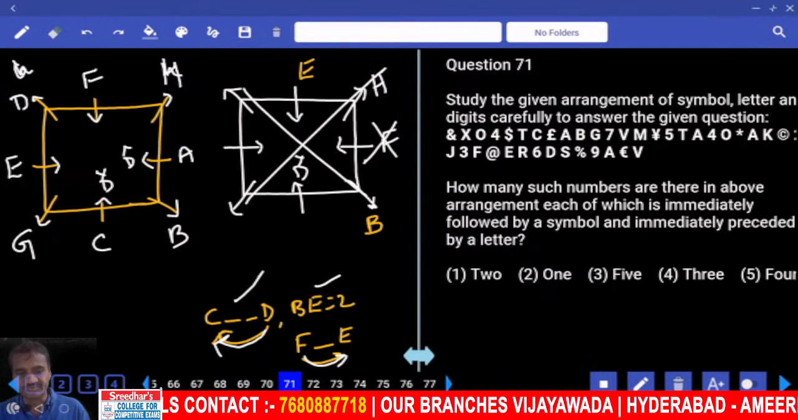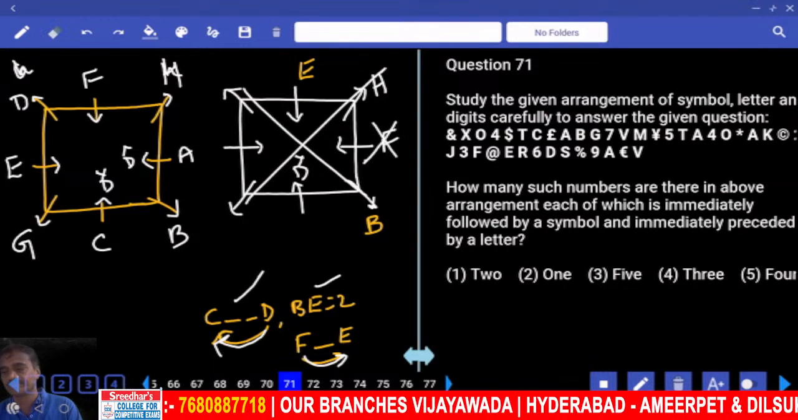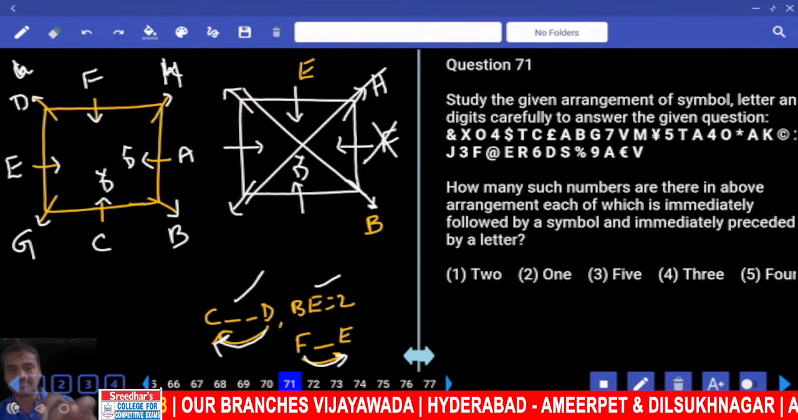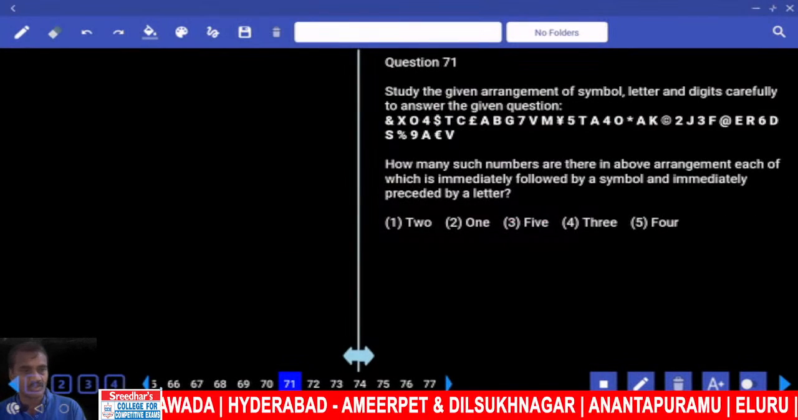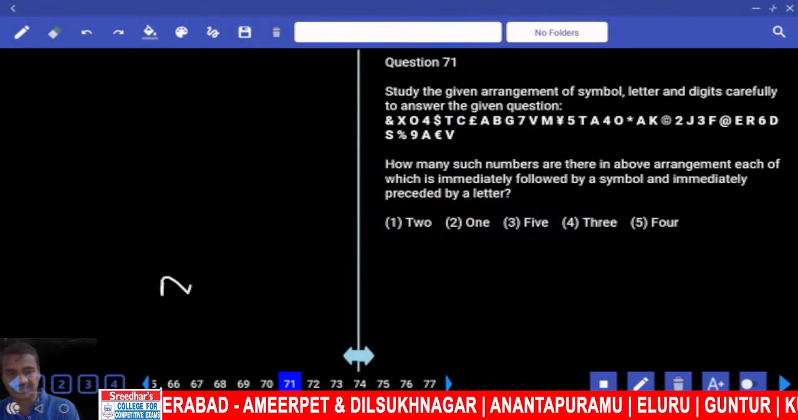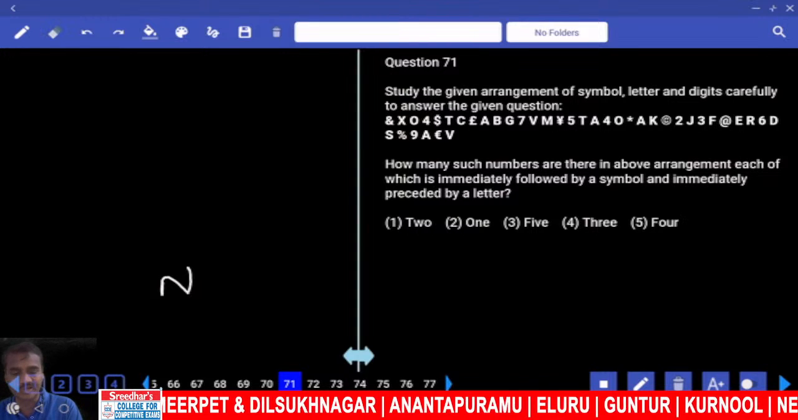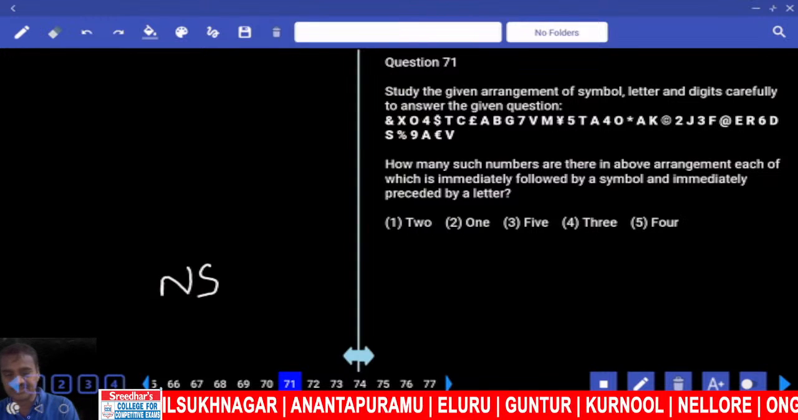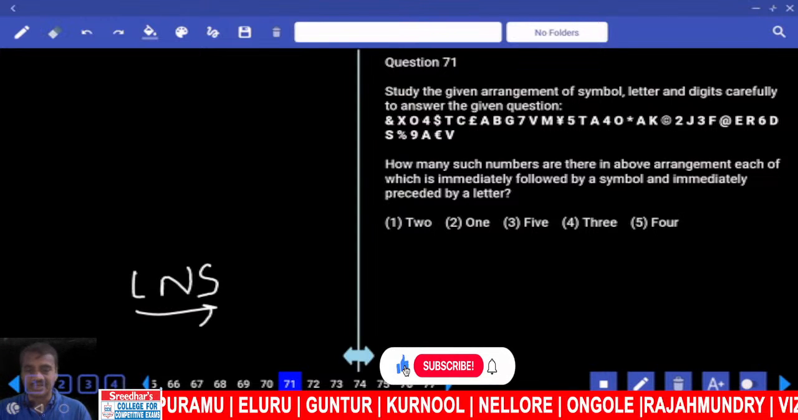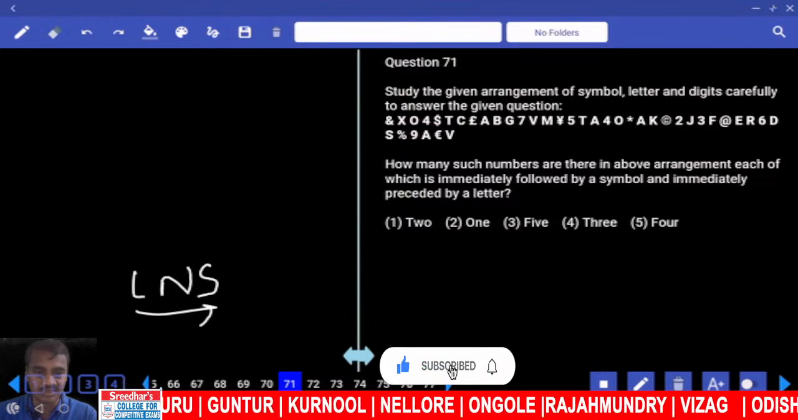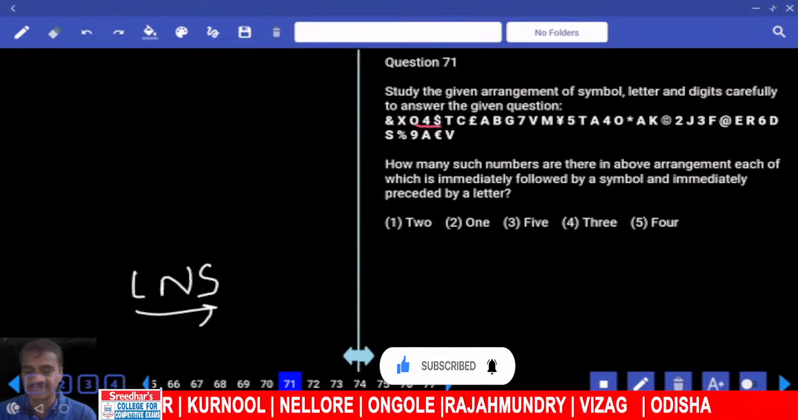Now here in this sequence, how many such numbers are there? The question is about what? Number. How many such numbers are there, each of which is immediately followed by a symbol and preceded by a letter? The sequence must be letter, number and a symbol. Letter, number and a symbol, this is one such case.